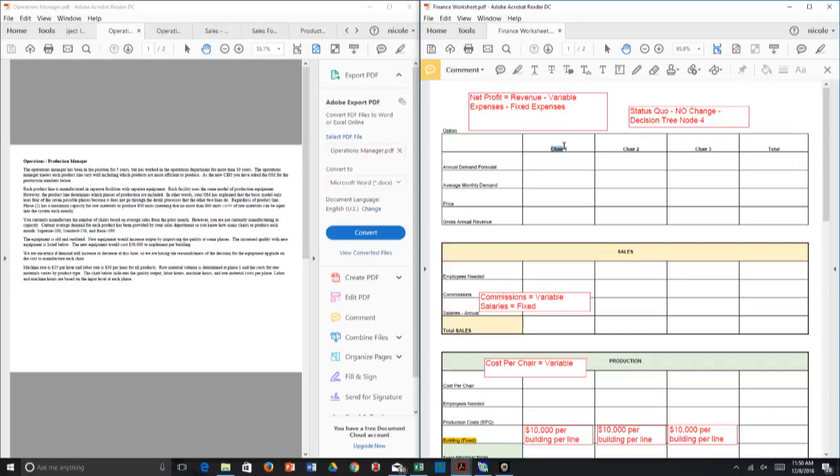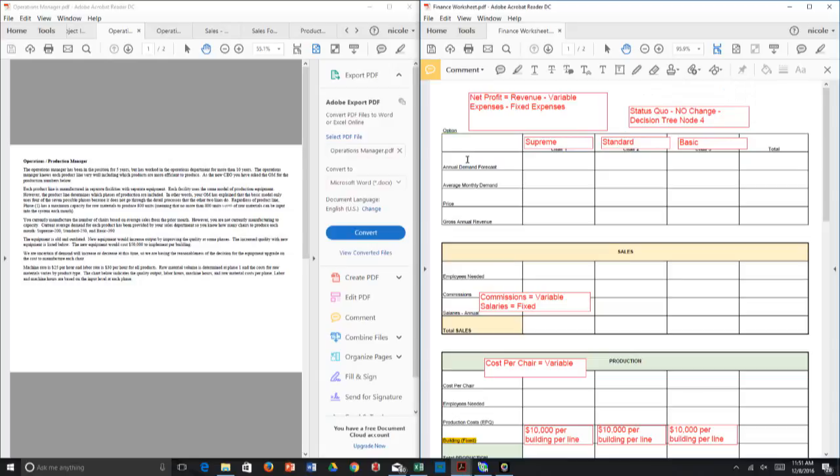Okay. So now that we have our decision tree node 4 title, we know which we're taking care of. We need to have our chair 1, 2, and 3. And for all of these worksheets, I'm going to title chair 1 as our supreme, chair 2 as our standard, and chair 3 as our basic, so that we can keep these consistently throughout these videos and throughout our worksheets.